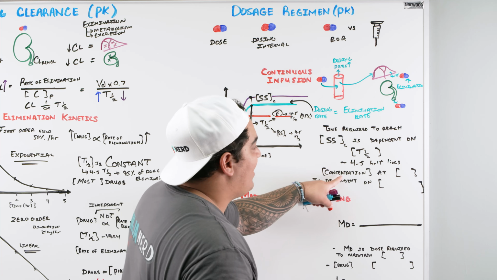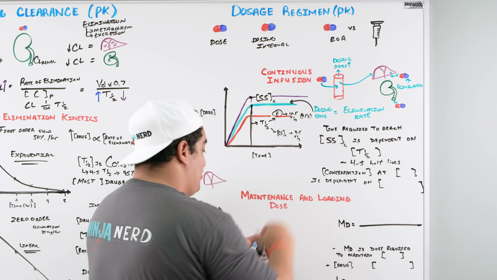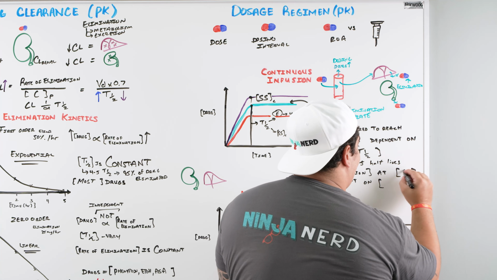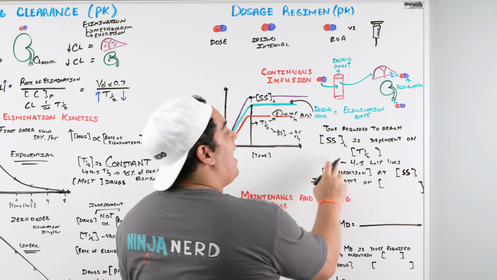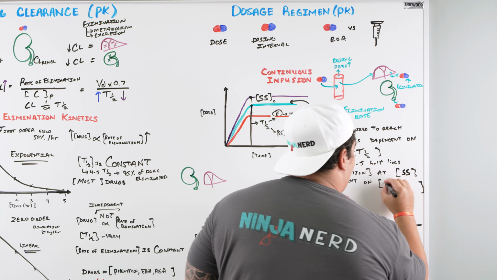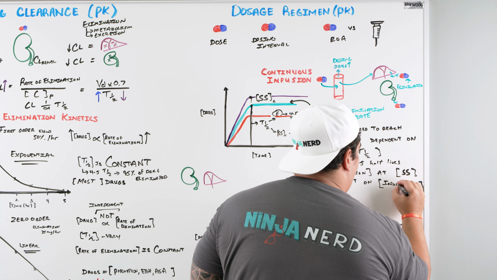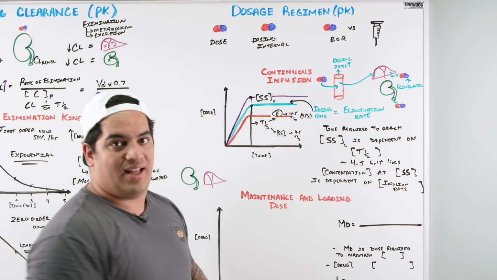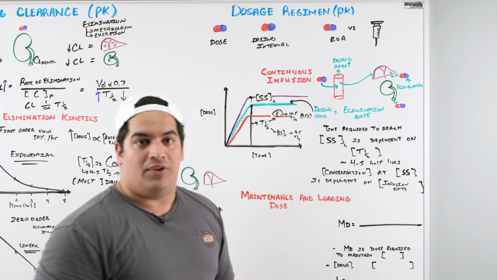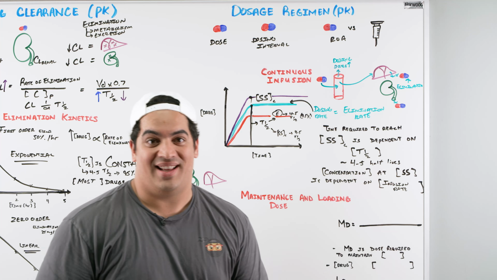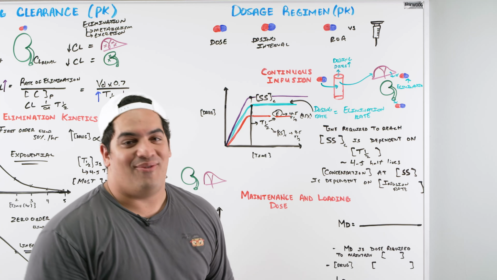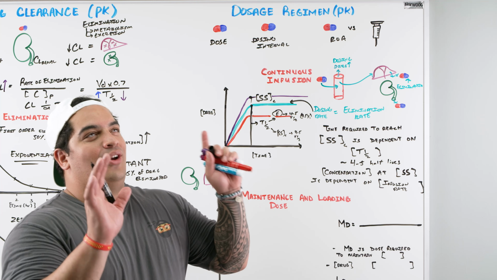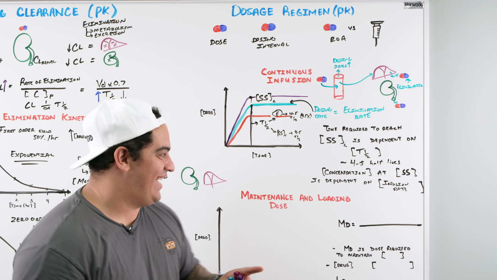So the steady state concentration, or the concentration at steady state, is dependent not on the half-life, but on the infusion rate. If I increase the infusion rate, I'll increase the concentration at steady state. If I decrease the infusion rate, I'll decrease the concentration at steady state. But I'll still reach steady state in 4 to 5 half-lives. Whew, I hope that made sense.